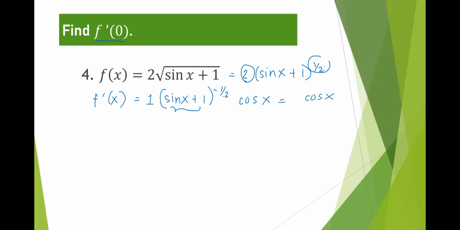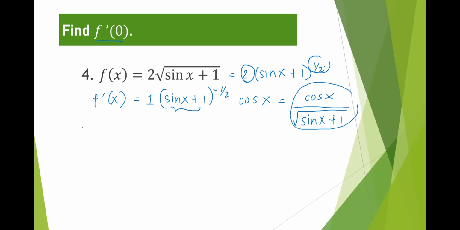So, basically, this is cosine x. Since this is raised to a negative power, baba po natin siya para maging positive. Pag sa baba, that is sine x plus 1 raised to 1/2. So, it's square root of sine x plus 1. So, ito yung f prime of x, this expression.